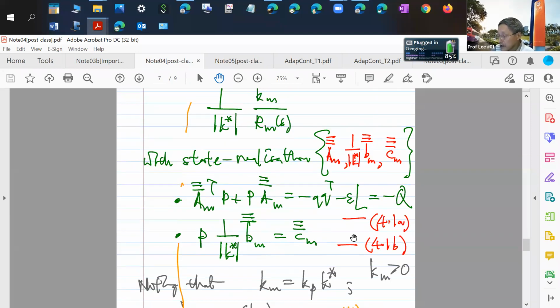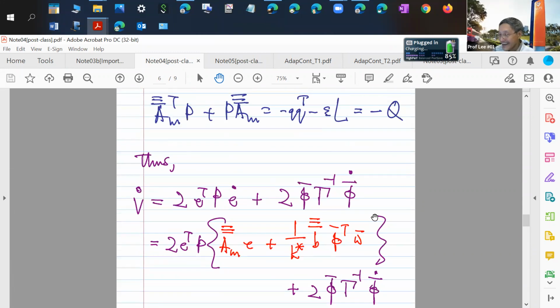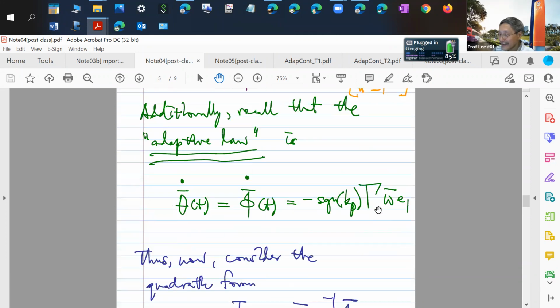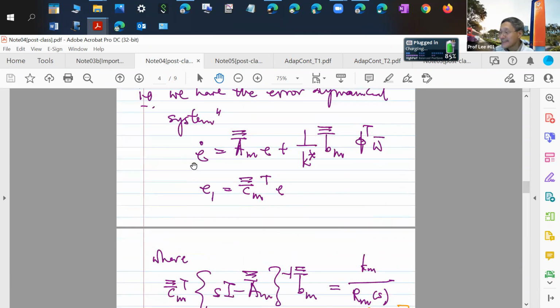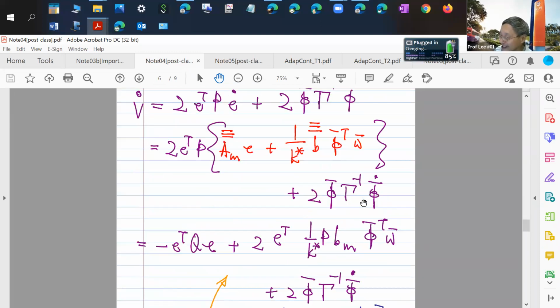Exactly, this is from the Kalman-Yakubovich lemma. So it exactly equals C_M triple bar. Then you go back and look carefully at your error equation, which is here. This is C_M triple bar. But C_M triple bar transpose of your state error vector is exactly your output error. It's exactly your output error. So this is why we will put the whole thing to good use.